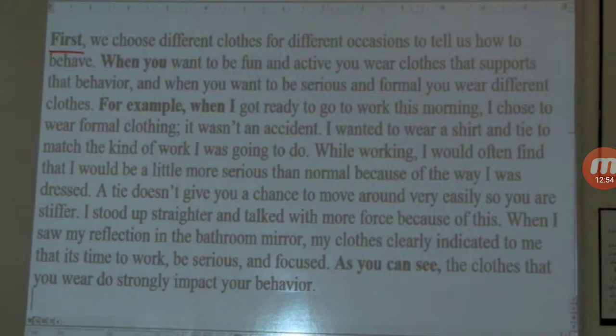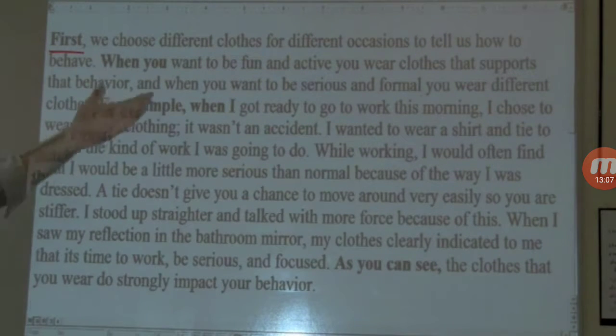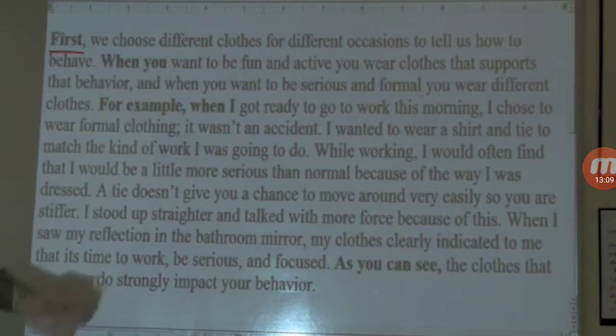It helps the person grading you because it makes it very easy for them, and it helps you because you know exactly what you want to say. So again, keep that reason to 1 sentence, simple words, make it really clear. We choose different clothes for different occasions to tell us how to behave. Don't forget your reason is always supporting your answer.